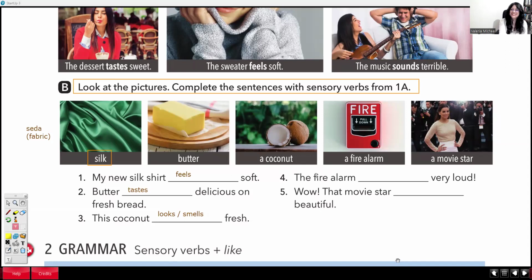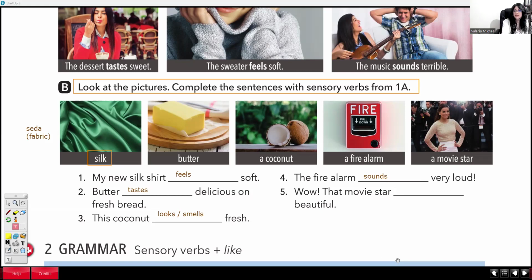The fire alarm, very loud. Sound. Yeah, sound. So sound or sounds? Sounds with an S at the end. I need to hear that S. Sounds very loud. But why? Because it's only one fire alarm, right? Yeah. So it sounds very loud. Loud, fuerte, loud.